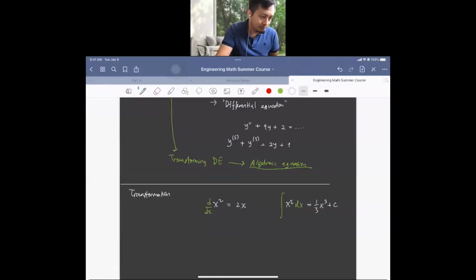And let me give you just the basic definitions that we are going to use as Laplace.